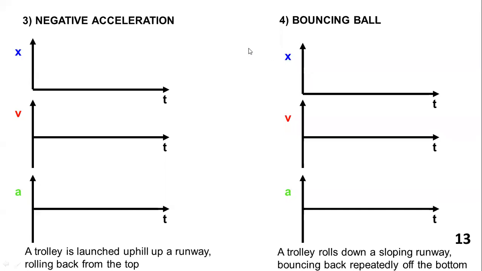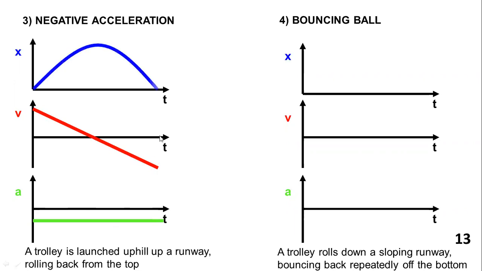So let's make sure that you've got all that written down. So question 3, it's easiest to start with the acceleration graph. It's a constant negative acceleration. So velocity starts at some positive initial velocity, decreases through 0, changes direction, and the position time graph is an upside down parabola. The bouncing ball, I gave you the position graph first, so we'll start from there.